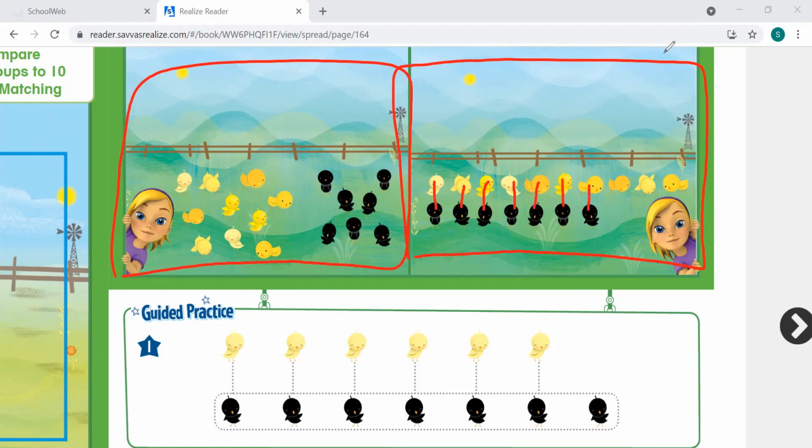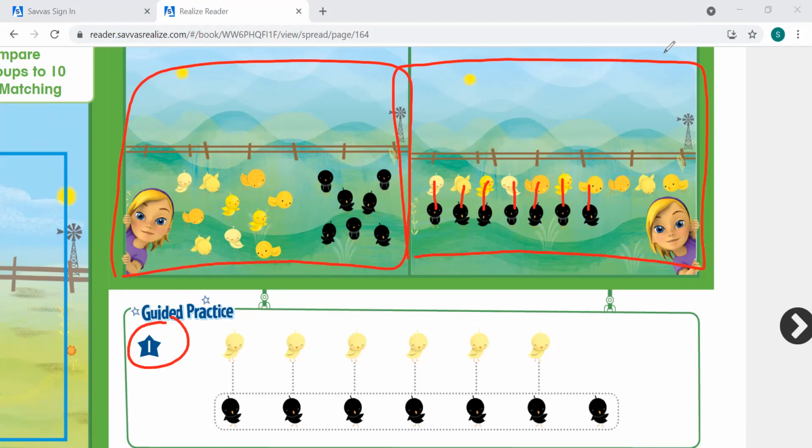We can count them also. Now we see that I cannot compare the yellow chicks to any more black. So that shows me that there are more yellow chicks. The number of yellow chicks is greater than the number of black chicks. And the number of black chicks is less than the number of yellow chicks.